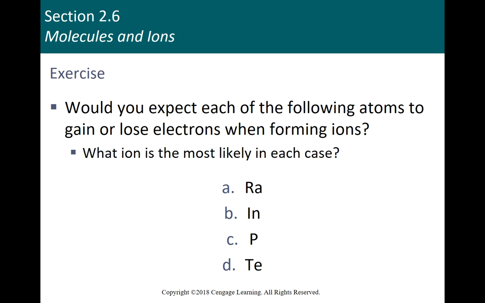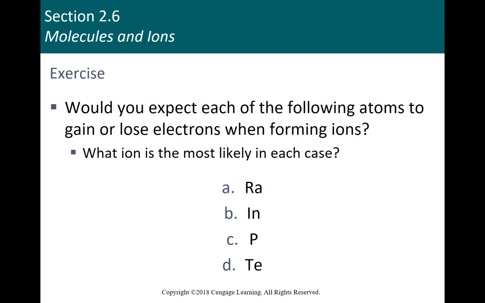You will note that on the periodic table, the metals are on the left-hand side. The nonmetals are in the upper right-hand corner. So everything to the left of what we call the stair-step line, which we'll talk about more, are metals, and everything to the right are nonmetals, and then we kind of have our in-betweens, our metalloids. And so what we're going to do is predict whether these atoms will gain or lose electrons when forming ions, and then try to figure out which ion is most likely.